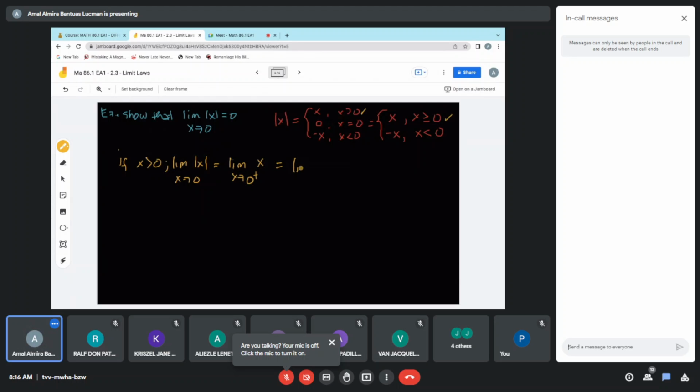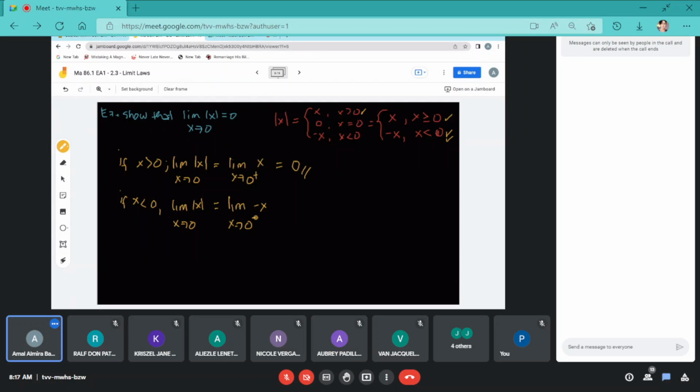So the limit would be x. Substituting that there, the limit of x as x approaches 0 by direct substitution is 0. Now, what if x is less than 0? So the limit of the absolute value of x as x approaches 0 would be equal to the limit, x is less than 0, so we use negative x as x approaches 0 from the left, which is equal to 0.